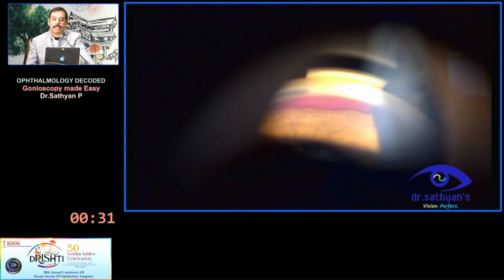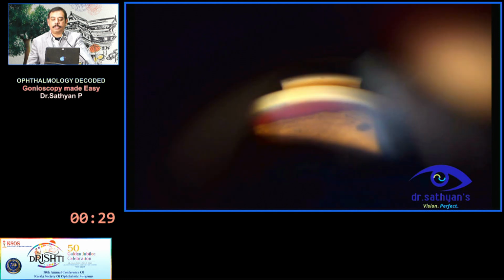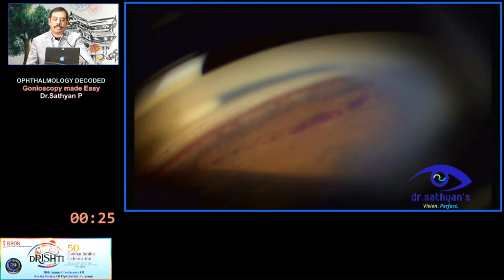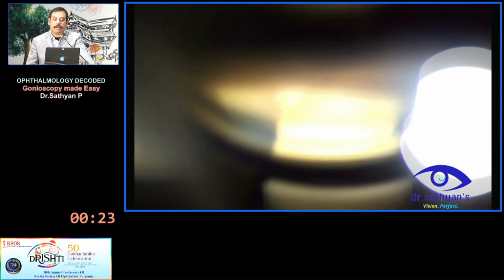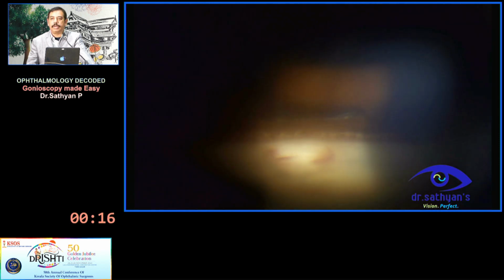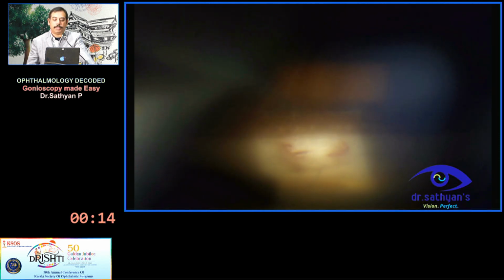You can see this is a pseudo-exfoliation glaucoma where I have done a trabeculectomy. But you can see very little hyphema, which I missed. When you look at the ostium, it is oozing from the ostium, from both sides of the ostium. So that is very typical of pseudo-exfoliation glaucoma patients.